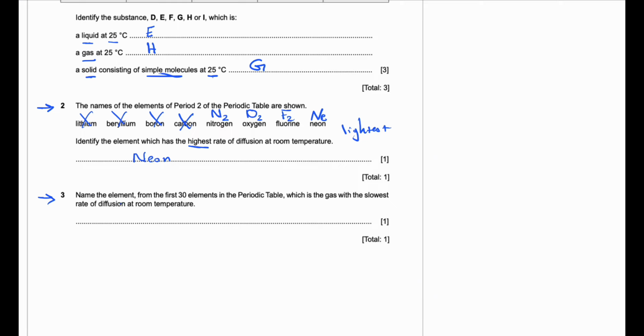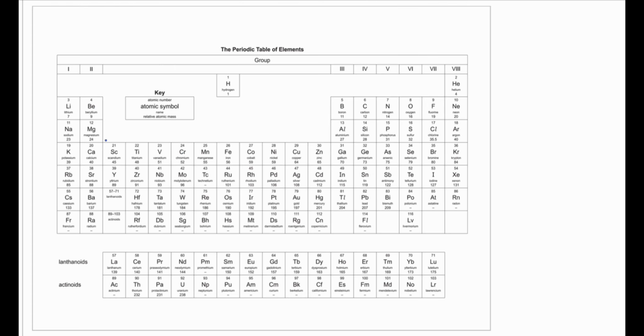Question 3. Name the element from the first 30 elements in the periodic table, which is the gas with the slowest rate of diffusion at room temperature. Slowest, it means you're looking for the heaviest. If you check the periodic table, the first 30 elements until zinc, but zinc is a metal, it cannot diffuse, so we're looking for non-metals that can diffuse, and the first non-metal that can diffuse below 30 is argon.